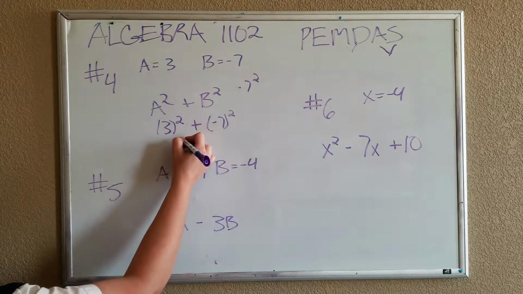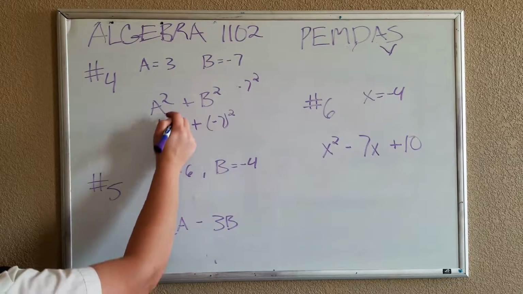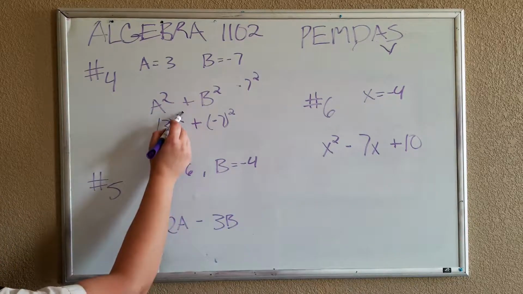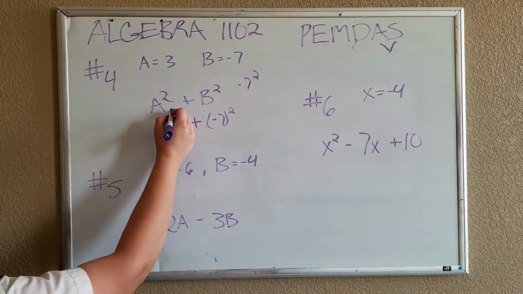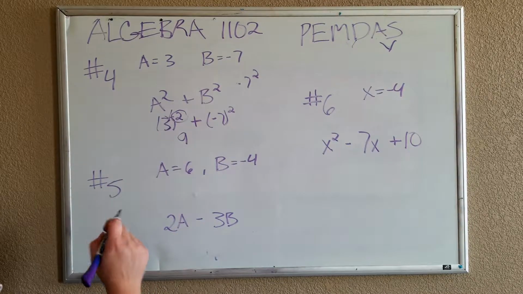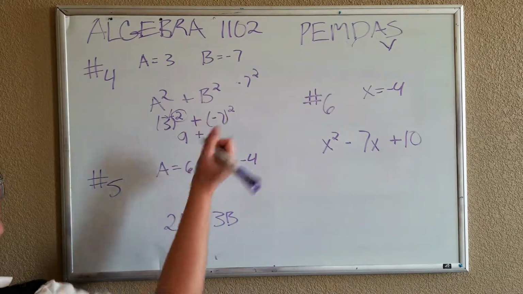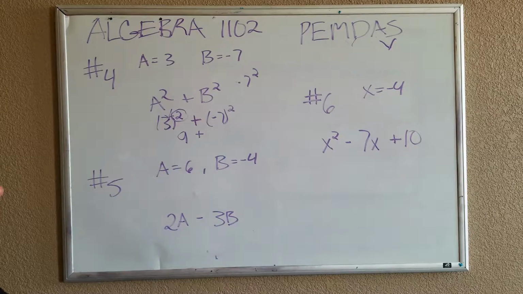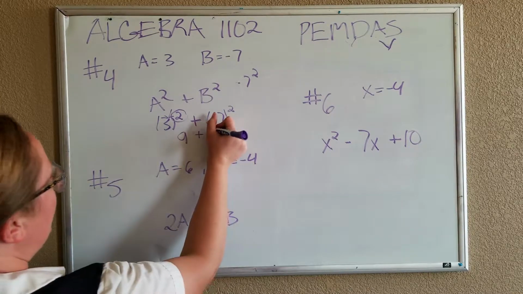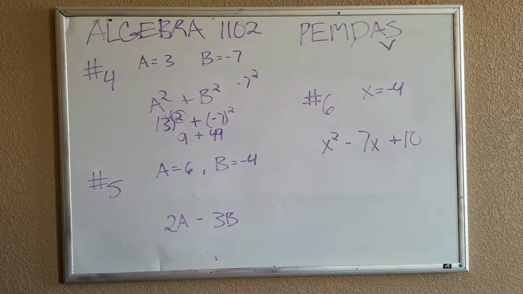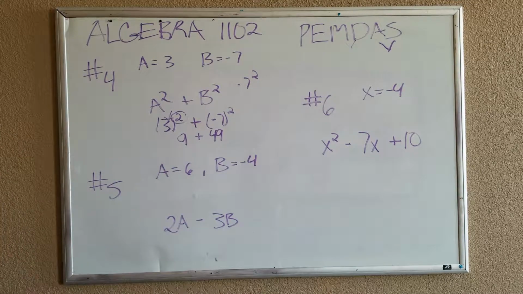So 3 squared is 9, so it's not 3 times 2, it's 3 times 3. This tells you how many times to multiply this number by itself. 3 times 3 is 9, -7 times -7, so 7 times 7 is 49. 2 negatives make a positive. And just add those two numbers and you'll have your answer.